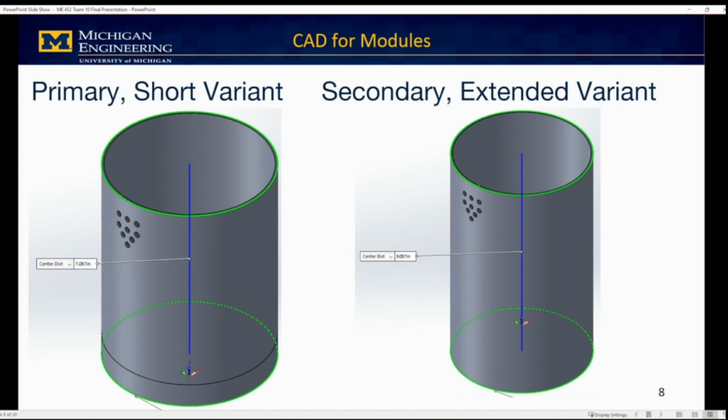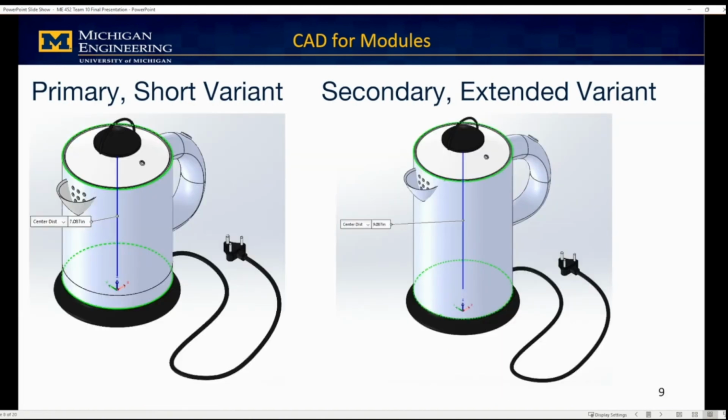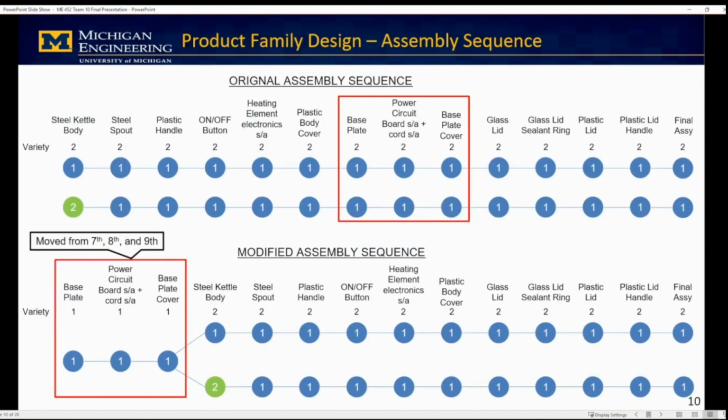The module part consists of two different heights of the steel kettle body, 7.1 inches versus 9.1 inches. And the next slide shows the common interface components for the modules, which consist of the lower base plate assembly, top lid assembly, and a plastic handle. The modified assembly sequence pulled ahead the base plate subassembly parts to allow the steel kettle body module part to be further delayed in the assembly sequence. This allows one variety to be maintained for the first three steps, as opposed to having two varieties at the start of the assembly.